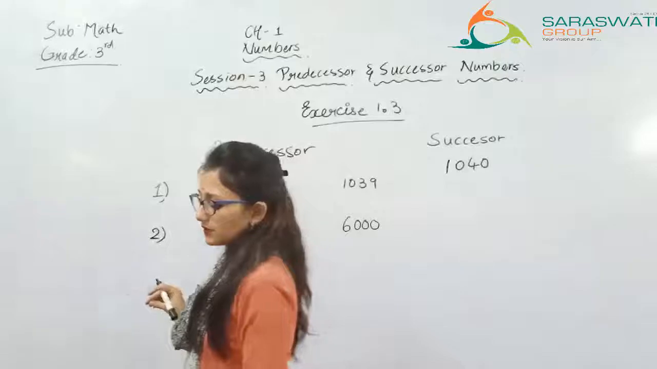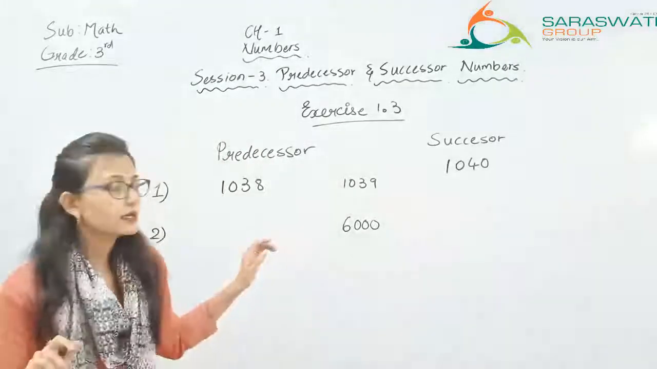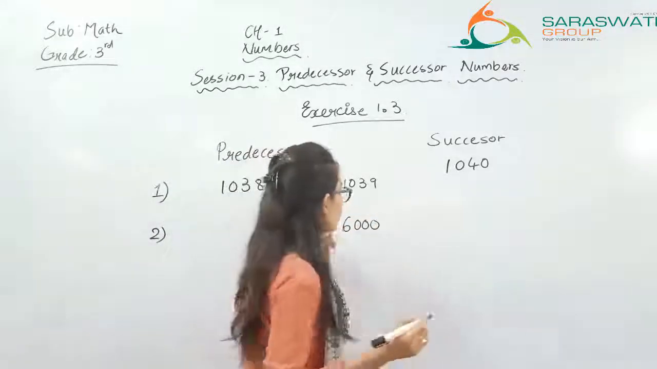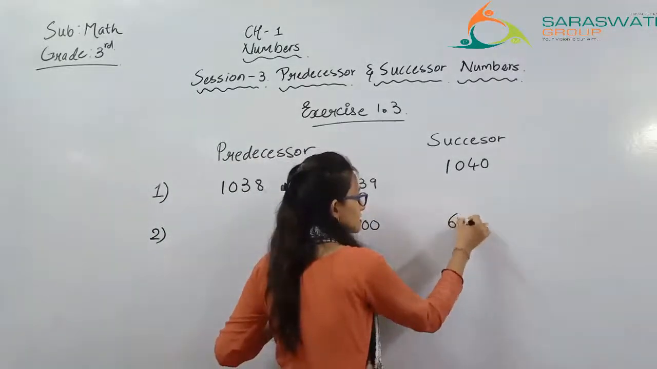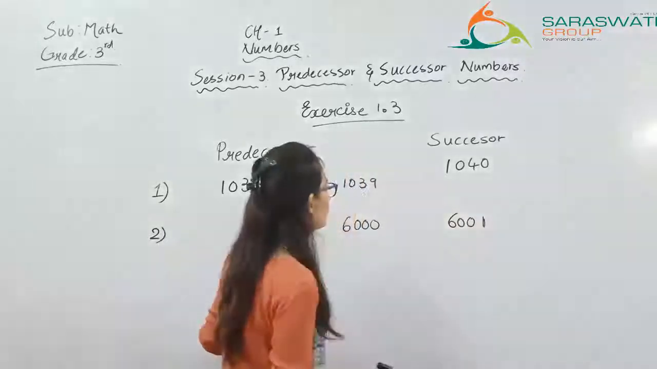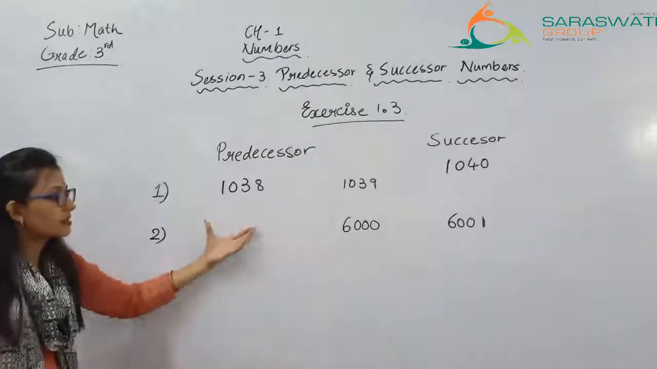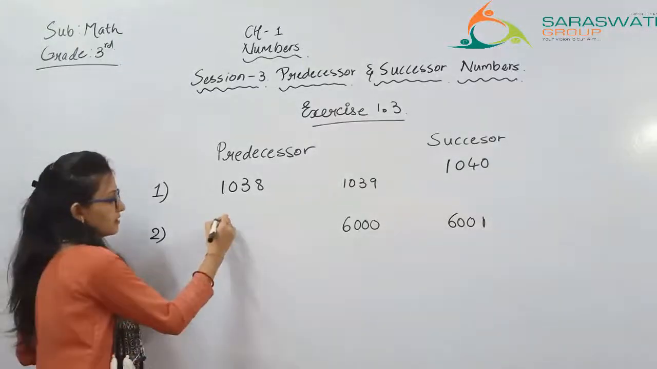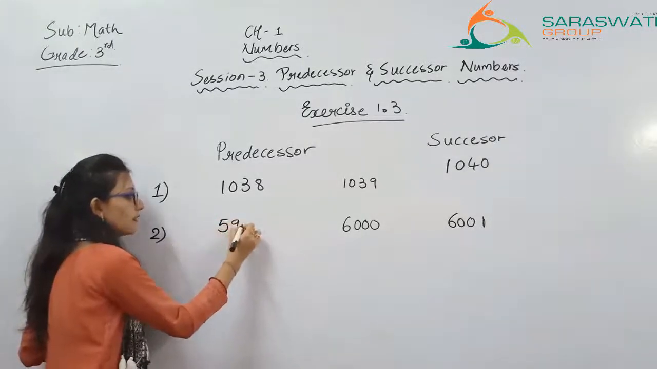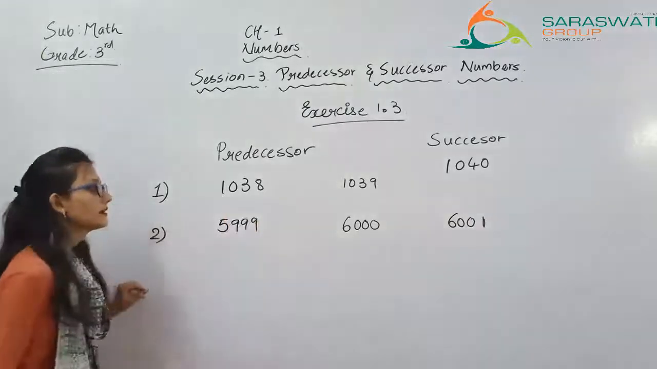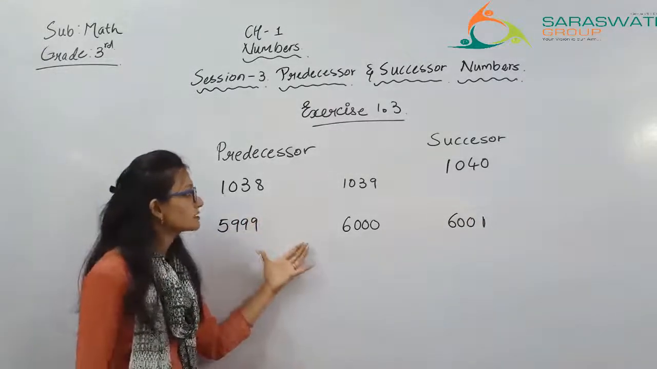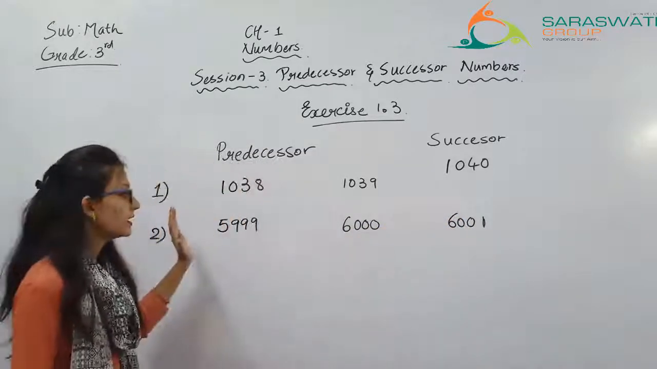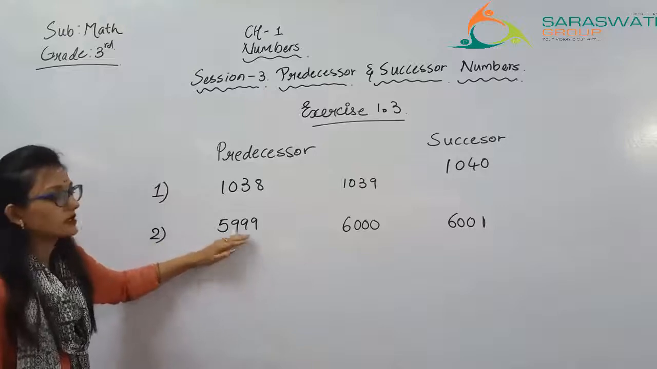Here I am giving you the number 6000. What is the successor number? The successor number of 6000 will be 6001. And what will be the predecessor number of 6000? It will be 5999.